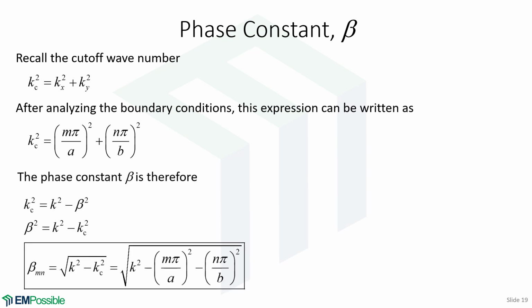From this, we get our phase constant. So the original definition of this cutoff wave number was k squared minus beta squared, so we'll solve it for beta squared: k squared minus Kc squared. We have an expression for Kc, and now we have an overall expression for our phase constant in terms of m, n, a, and b, and of course, little k. So clearly, each mode, indicated by m and n, has its own phase constant.